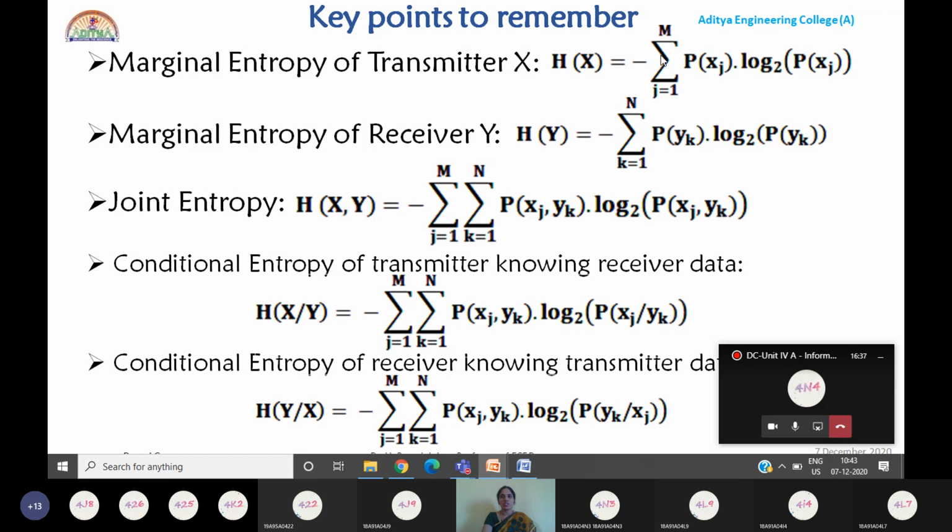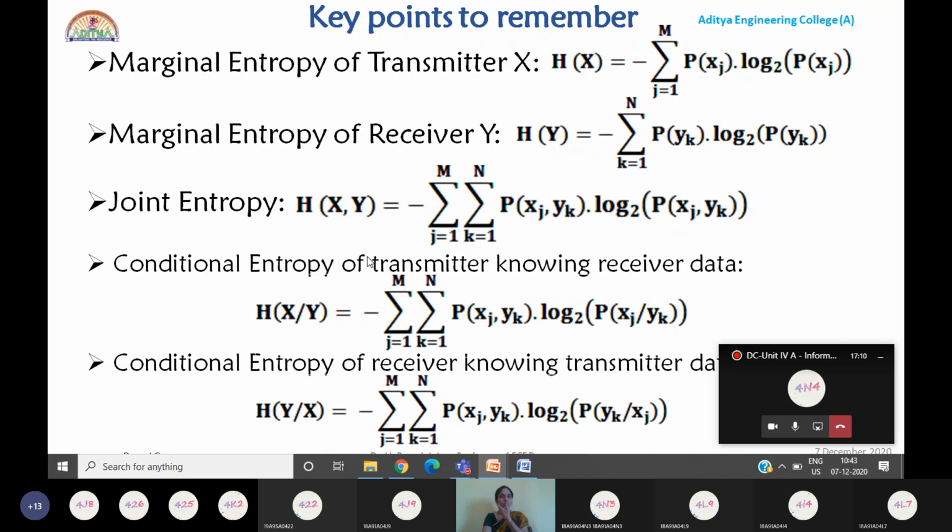The product of these two, P of xj into P of yk, applies if the transmitter and receiver are independent. Then P of xj comma yk will be P of xj into P of yk. Based on the joint probability matrix P of xj comma yk, we can define the joint entropy H of xy. How? It is minus the summation of P of xj comma yk log P of xj comma yk base 2, where j ranges from 1 to m and k ranges from 1 to n.